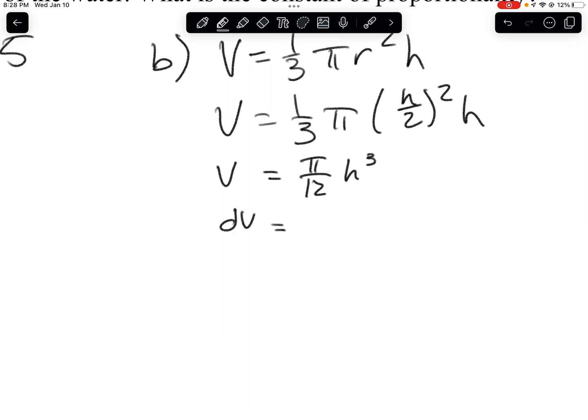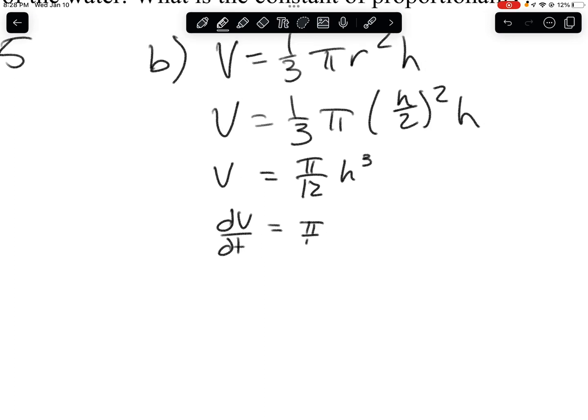Taking the derivative of both sides, dv dt. So I'm going to bring down the 3. So 3 pi/12. What does that change into? 1/4. So I'm going to change that back to a pi/4.